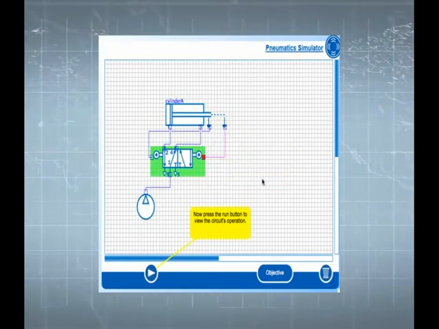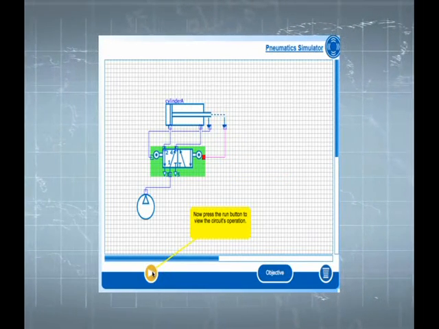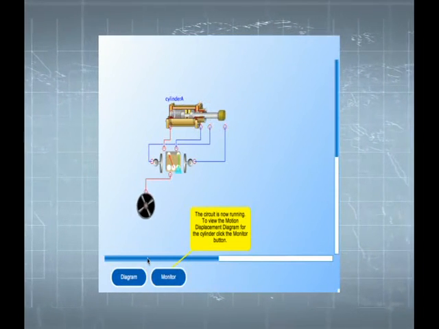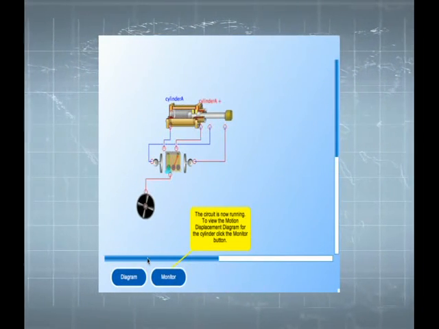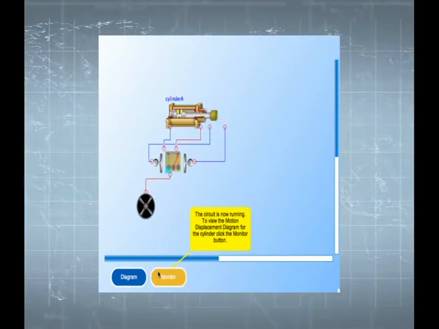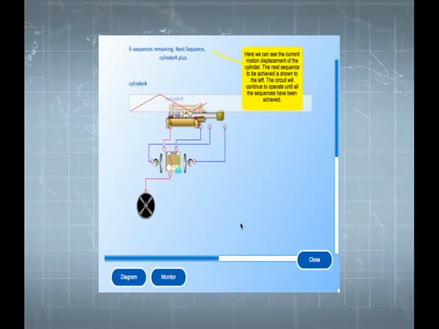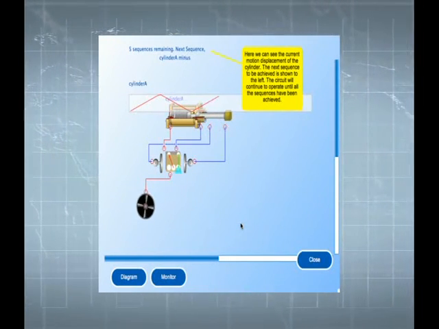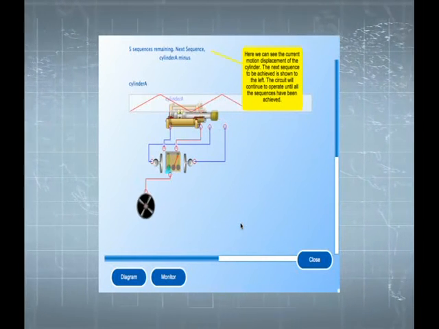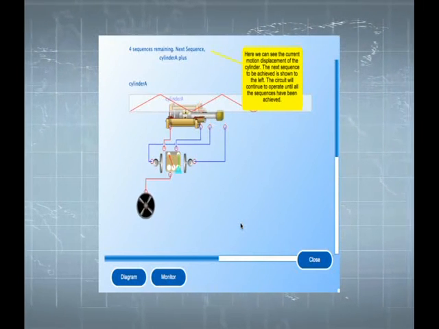Now, press the Run button to view the circuit's operation. The circuit is now running. To view the motion displacement diagram for the cylinder, click the Monitor button. Here we can see the current motion displacement of the cylinder. The next sequence to be achieved is shown to the left. The circuit will continue to operate until all the sequences have been achieved.